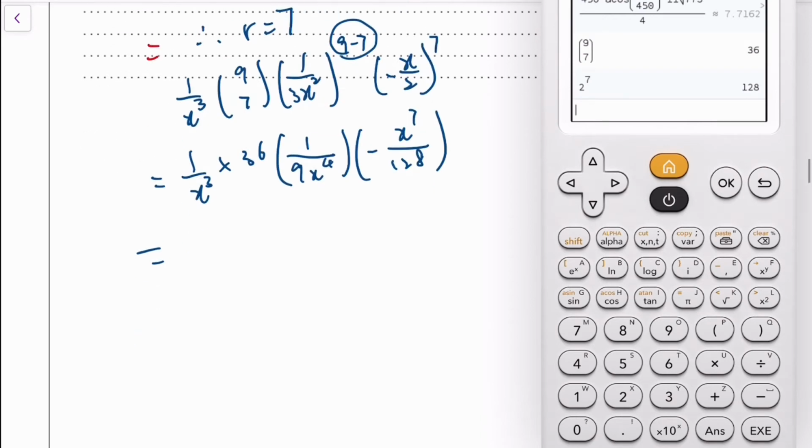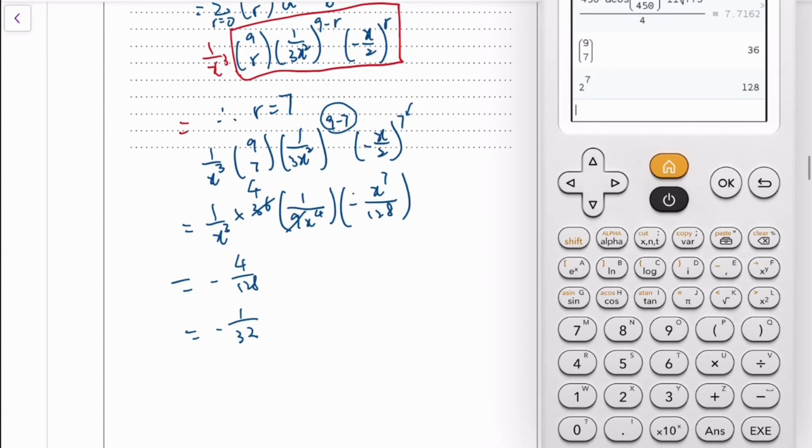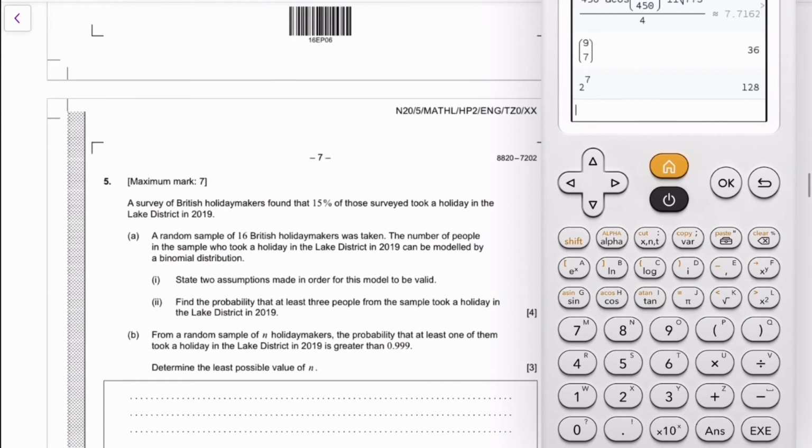So obviously all the x's would cancel out because that's the condition. So 4. The negative was also raised to the power of 7, so it's still a negative. So it's negative 4 over 128. That's negative 1 over 32, I believe. Is that what I want? Yeah, that's just a term. Nice and easy.